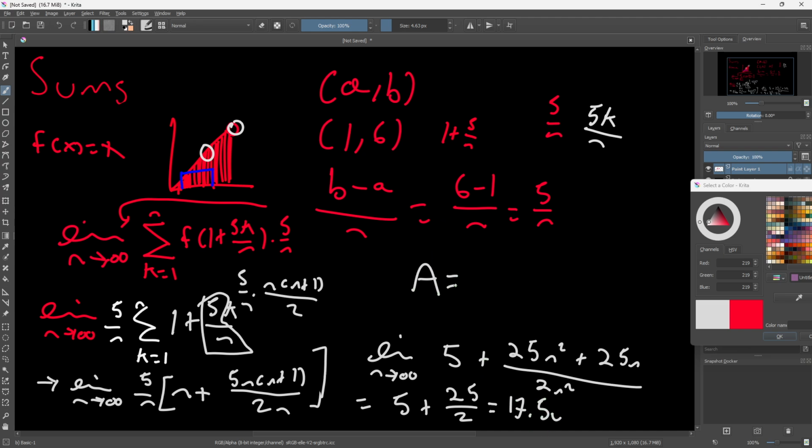And so that's the actual area. So the area equals 17.5 units from 1 to 6 of the function x, right? And it's not an approximation. It's an actual equals. This is what the area actually equals, so it's not an approximation.